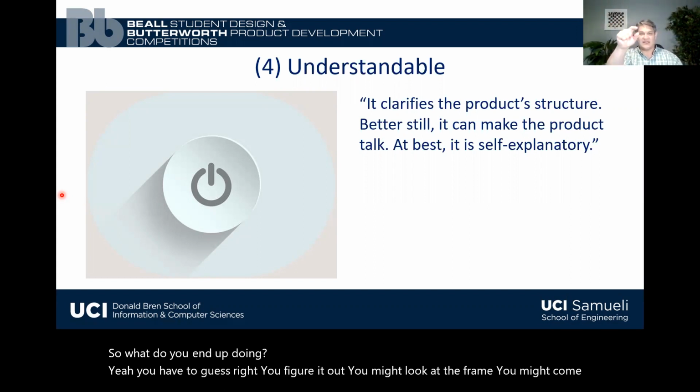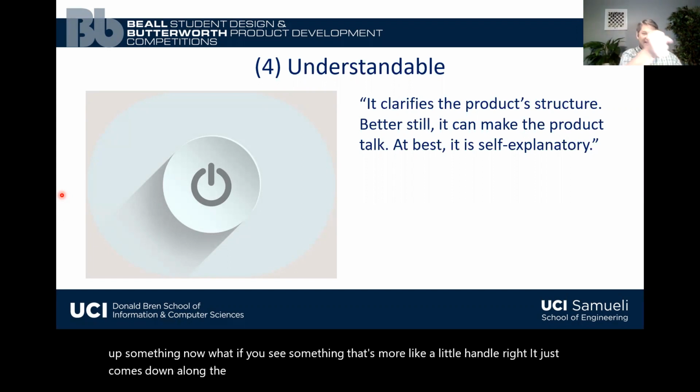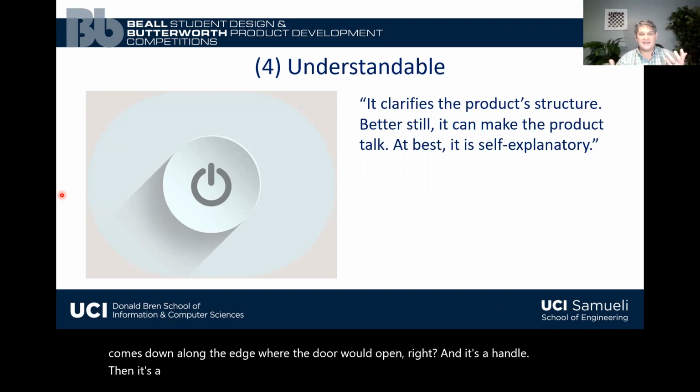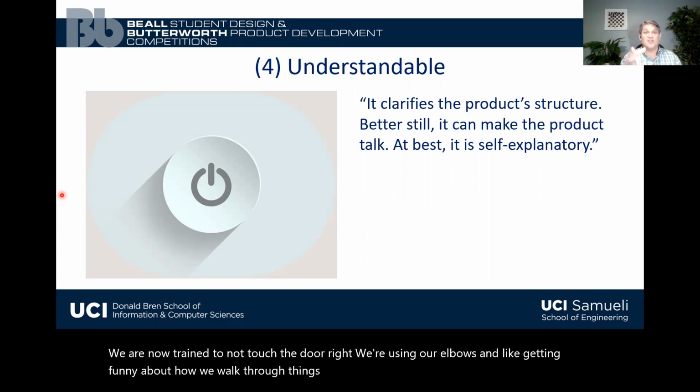Now, what if you see something that's more like a little handle, right? It just comes down along the edge where the door would open, and it's a handle. Then it's a pull, right? And so we're trained as users of doors. All of us are users of doors. We're now trained to not touch the door, right? We're using our elbows and getting funny about how we walk through things. But when you see a handle, you grab it. When you see a bar, the natural tendency is to push.